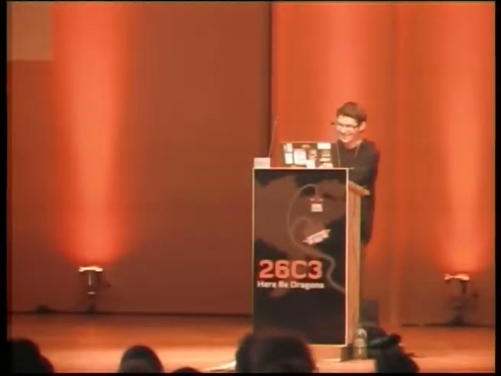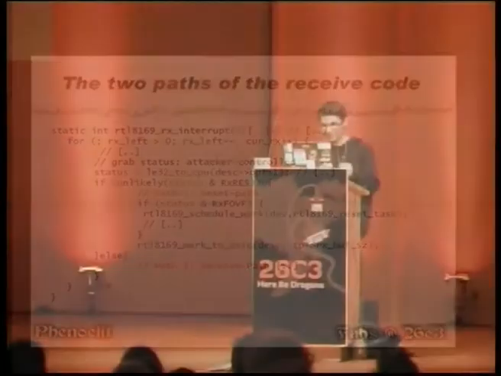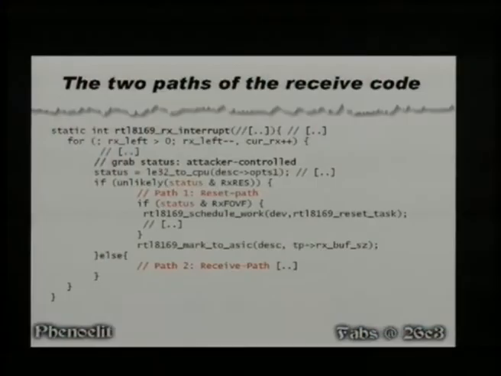So there are two paths in the receive function, and the path we take is completely controlled by the status register. And we completely control the status register, so we completely control the path that we're going to be going. There's one path which is the reset path, and when you hit the reset path, everything goes back to normal. Everything's good. It's like nothing happened. When you hit the receive path, some junk will be handed upward instead of the packet which actually arrived.